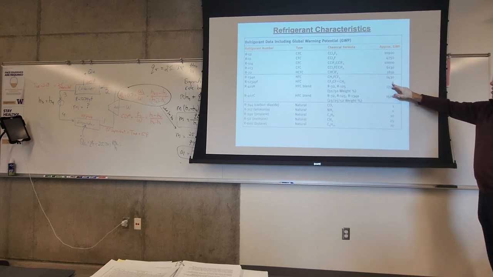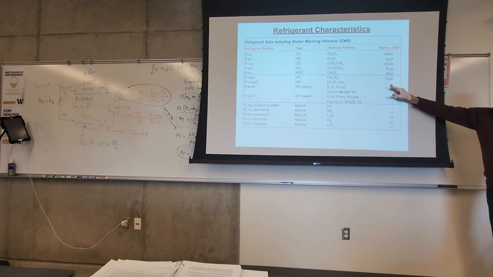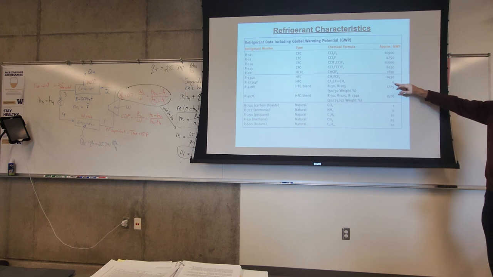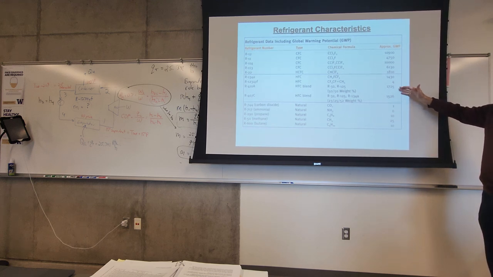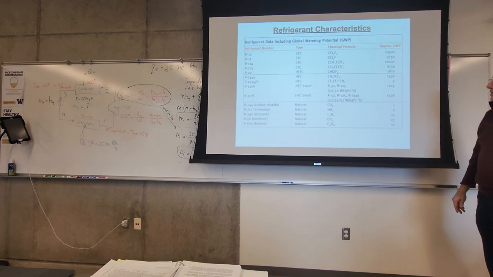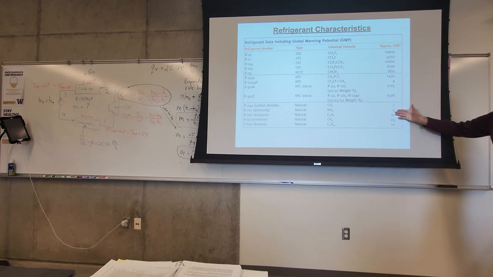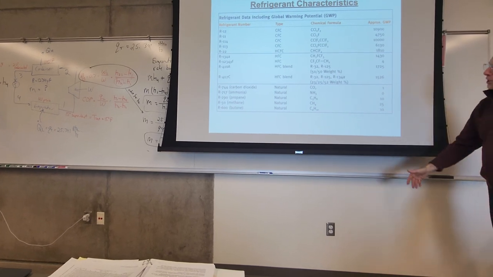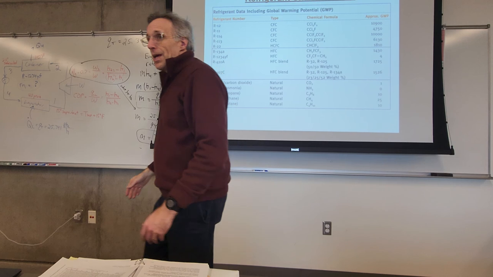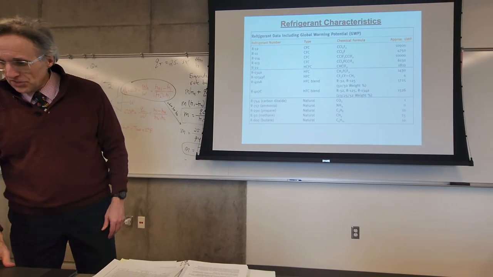R1234yf is just 4. And that's why this one's being considered for automobiles in particular. There are actually some new ones that have come on that are pretty good. Ammonia is zero, and these others are pretty low, but they have problems of flammability or toxicity, or both.